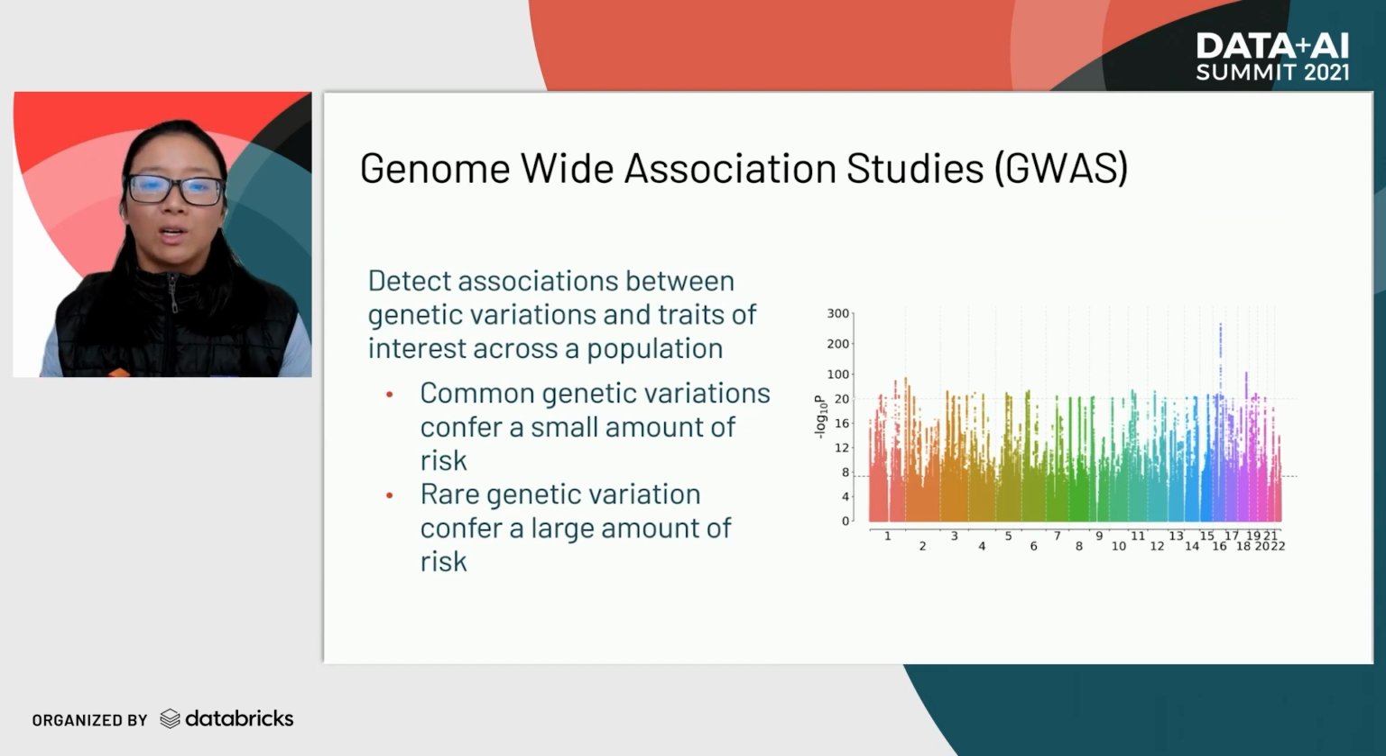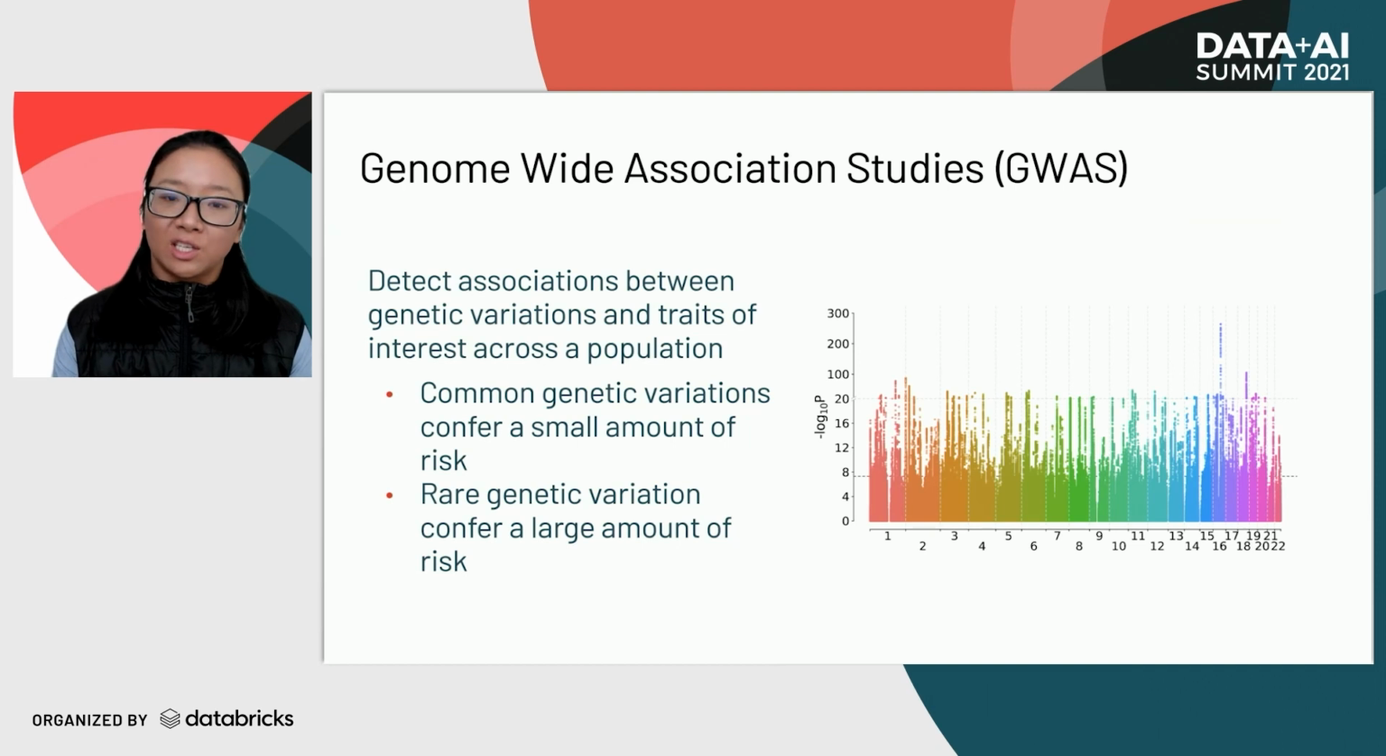The second acronym I'll be introducing today is GWAS, or Genome-Wide Association Study. GWAS is a method of identifying associations between genetic variants and a trait of interest.